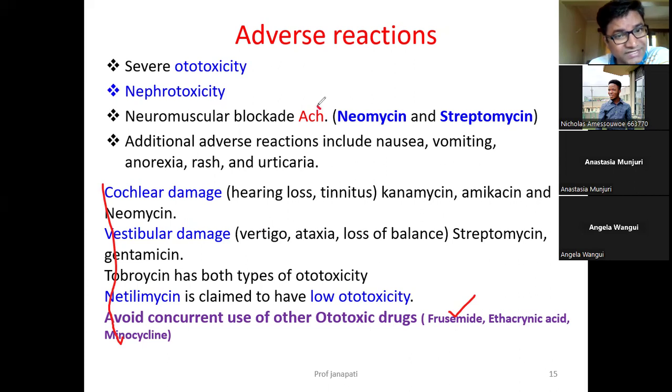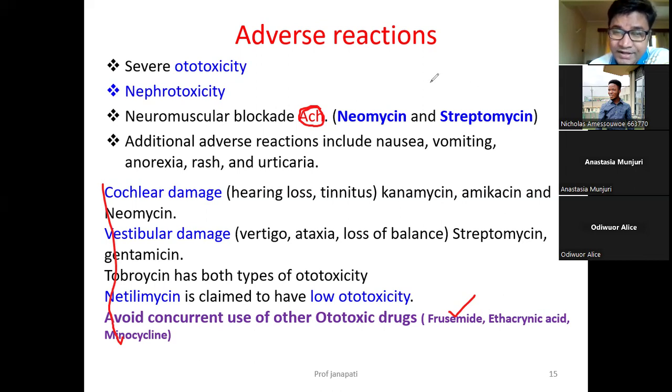by blocking acetylcholine function at the nicotinic receptor. You feel muscle weakness. That's what we are telling. It is a neuromuscular junction block, with symptoms like those of tubocurarine. Not prominent, but we have this property. The drugs which produce this most are neomycin and streptomycin.